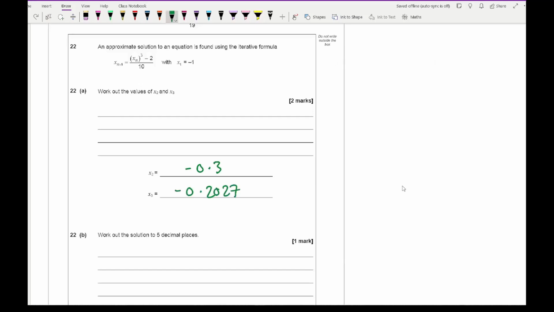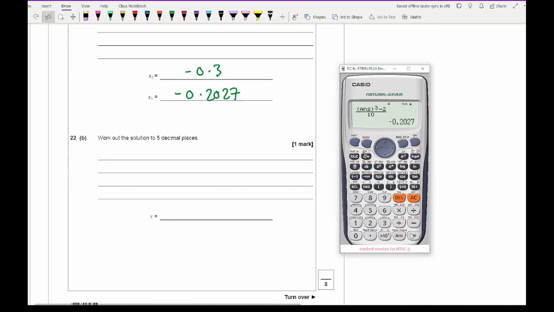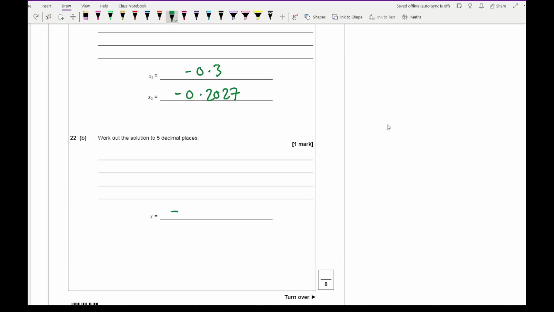0.2027. Then to work out what the solution is to 5 decimal places, if I get the calculator out, as long as I've not touched it, if I just press equals, what I'm looking for is where the value stabilizes. It's very quick to stabilize. So I'm going to round this number on my calculator to 5 decimal places. What answer does that then become? Well, it becomes minus 0.20081.